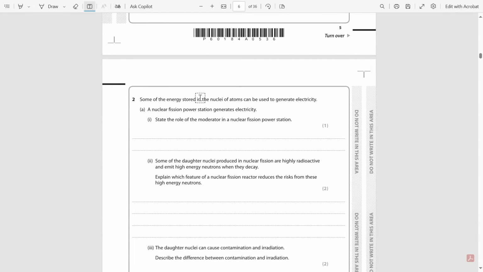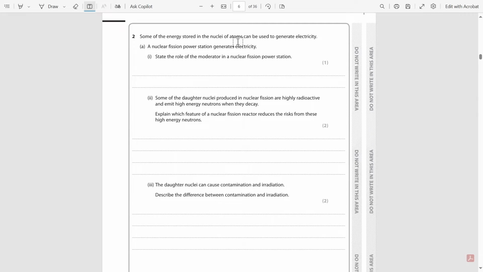Some of the nuclear energy stored in the nuclei of an atom can be used to generate electricity. A nuclear fission power station generates electricity. State the role of the moderator in a nuclear fission power station. So remember, guys, that the moderator is used to slow down neutrons so they can successfully collide.